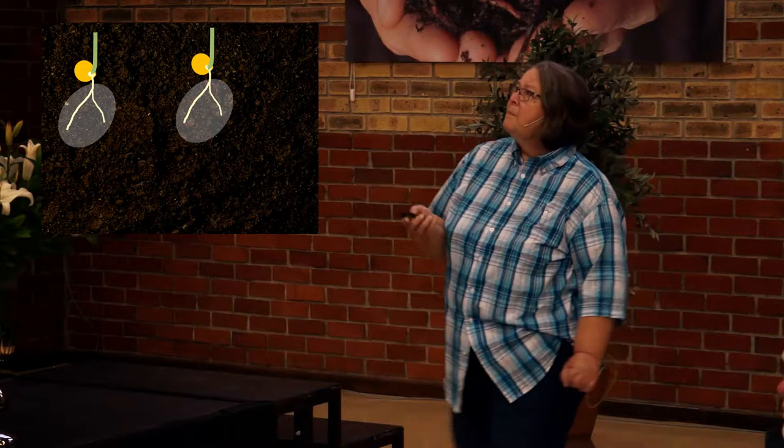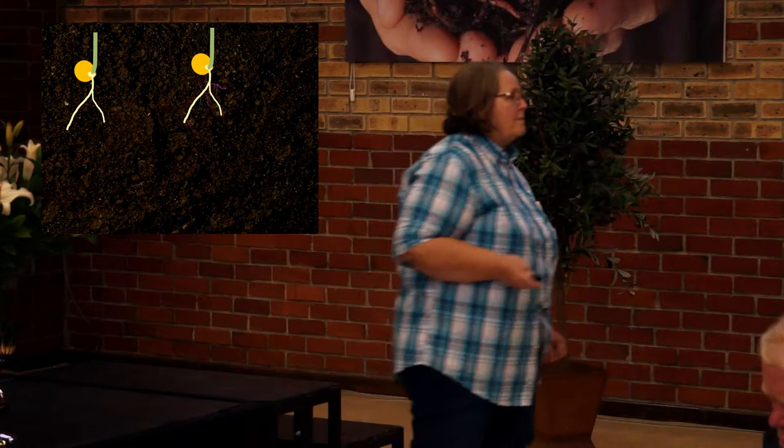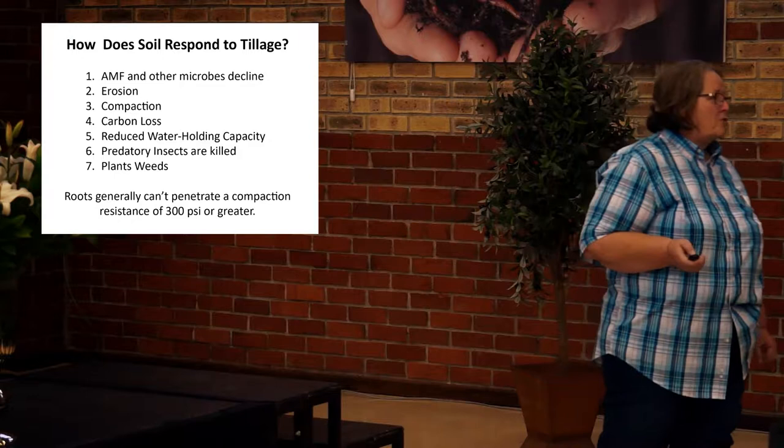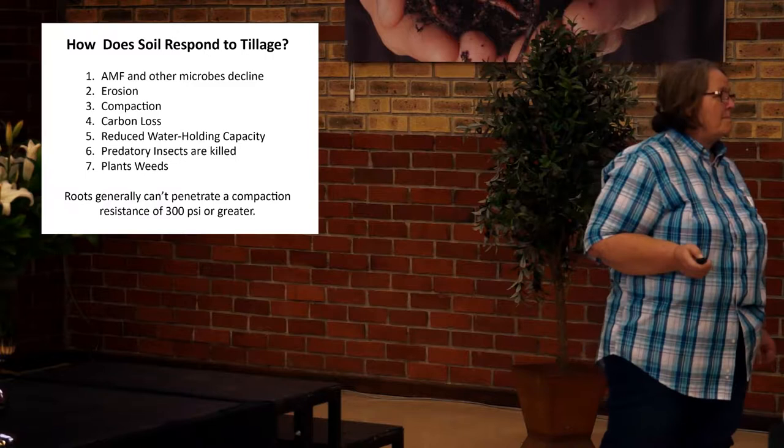So then they immediately start growing out because the network's not there. They're spending more energy to grow a new network. They start trying to rebuild it. So how does our soil respond to tillage? Not just the mycorrhizae, but our soil in general. Well, we find that AMF and other beneficial microbes decline severely.